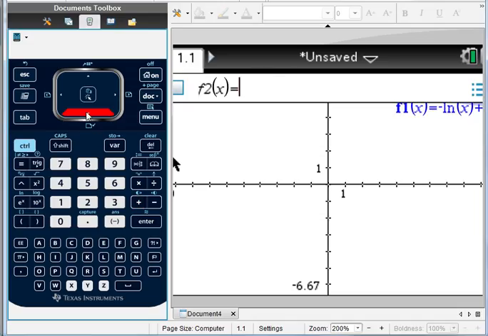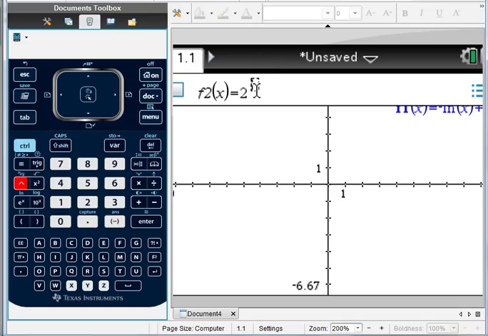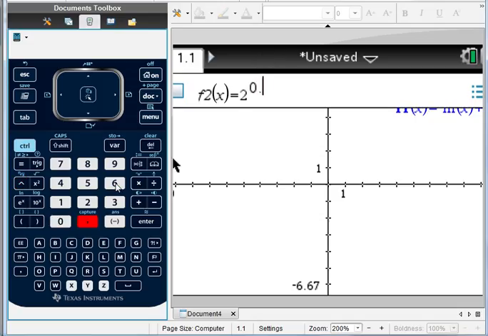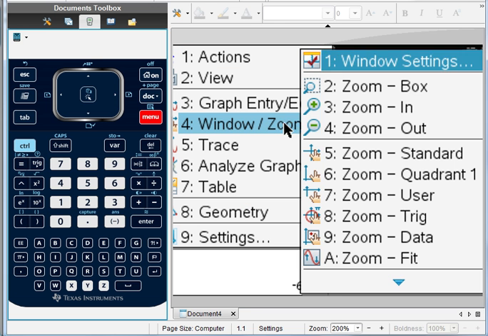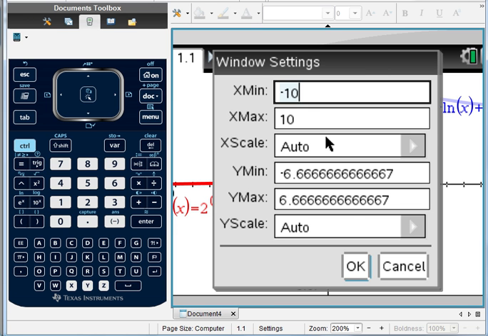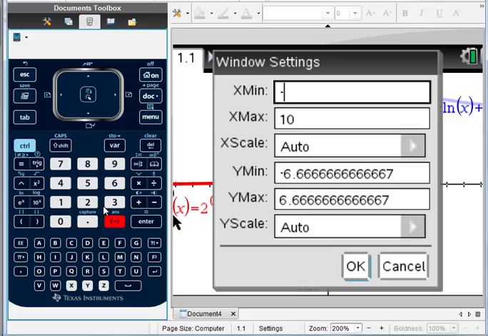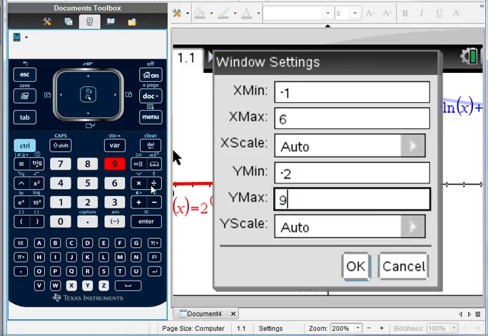and then for F2 be 2, and then on the Inspire you can hit this button and it puts the exponent up where it looks like an exponent, 0.6, or you could just do 0.6 also, x. Sure. And again, let's change our window size here. Window zoom, window settings. Let's make the x minimum -1, x maximum 6. And the y minimum -1, or sorry, let's make it -2. Y maximum 9. Okay, so now we can see origin.